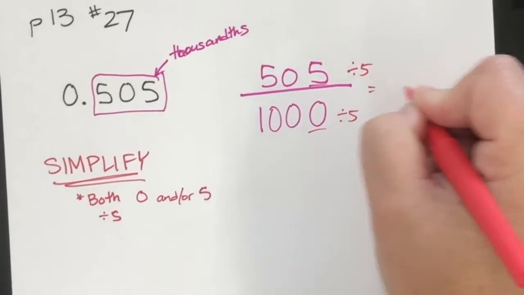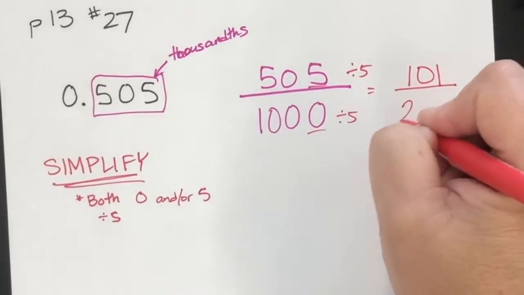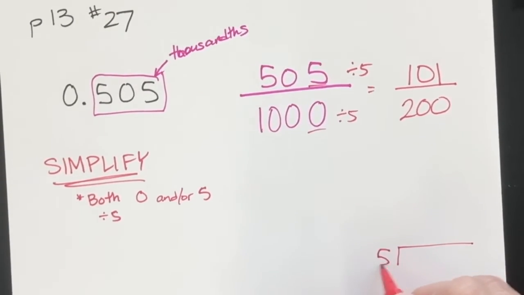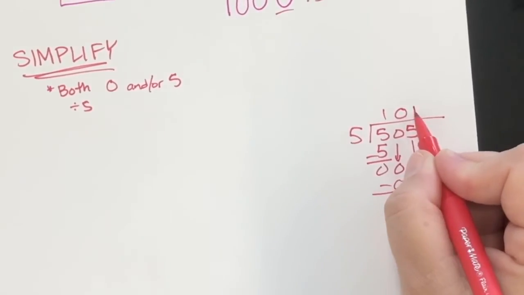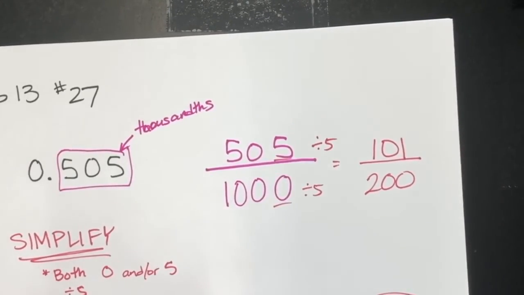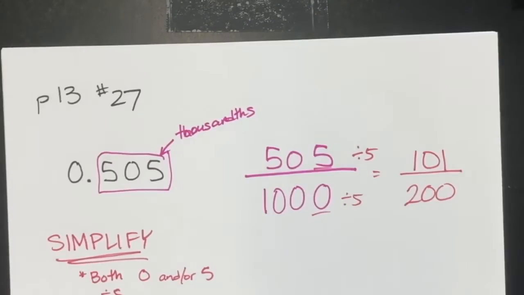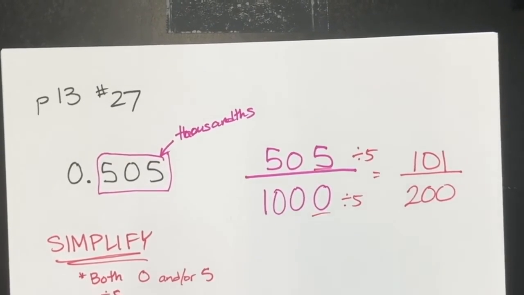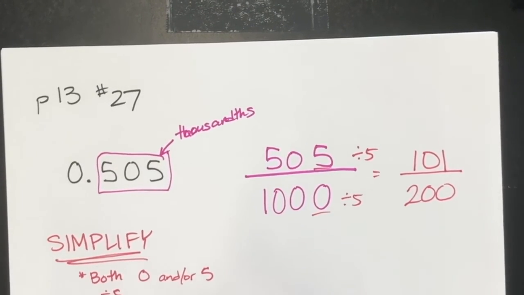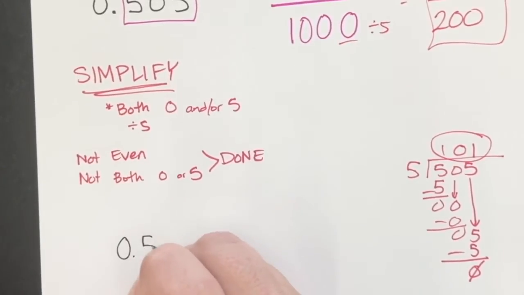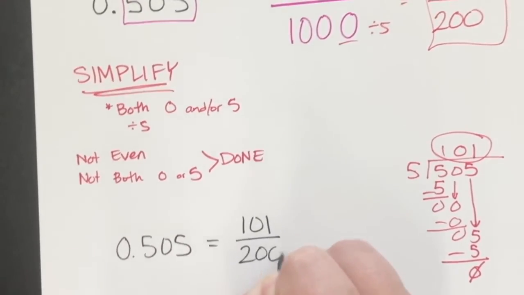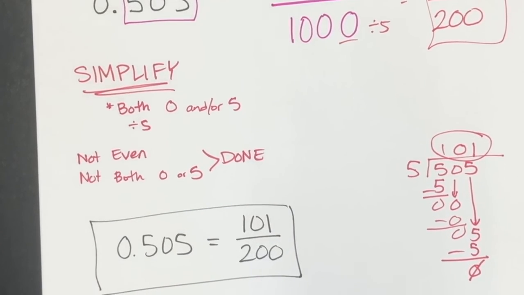So 505 divided by 5 is 101, and 1,000 divided by 5 is 200. Now, if you need to, this is how you can do that, 505 divided by 5, just doing a little long division if you can't do it in your head. So that's showing you how you can get that number, 101. And then writing this out as a final answer, 0.505 is equal to or equivalent to 101 over 200.